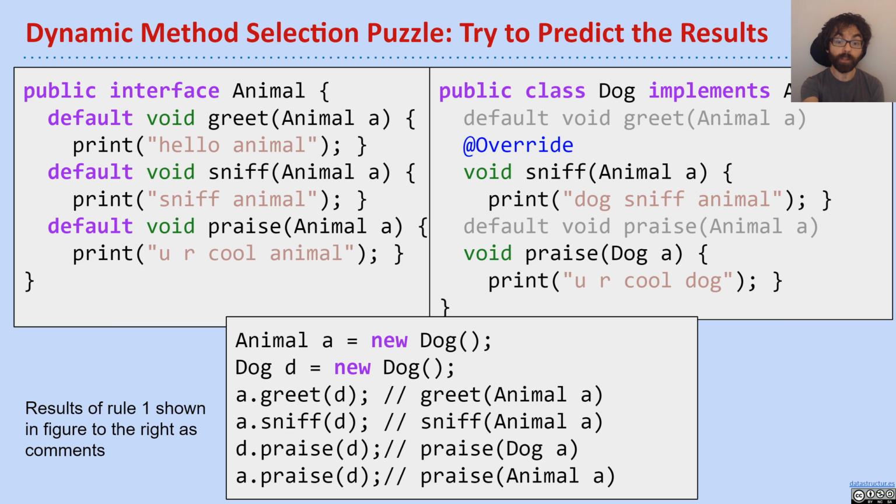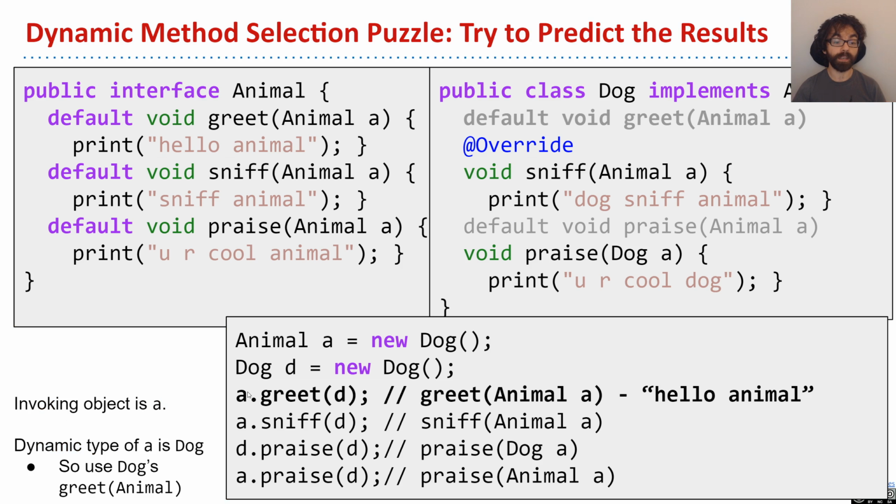All right. Now I'm already showing the results of rule 1 on this slide. And so what I want you to do now is apply rule 2. That is, the invoking instance here is of dynamic type dog. Okay. And so you'll want to use the greet method from the dog class. We're going to use the one on this side every time, because the dynamic type for A and D are dog. So try it out. So the first one is, well, the invoking object is A. The dynamic type of A is dog because it's a new dog. And so we're going to use dog's greet method, and we get hello animal.